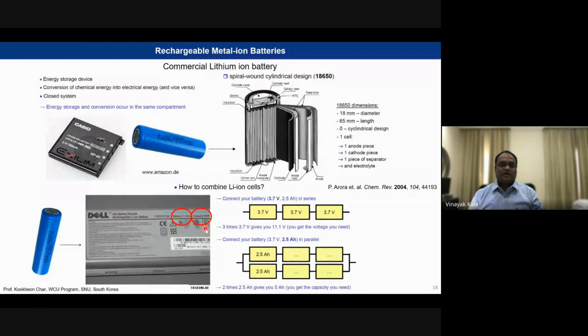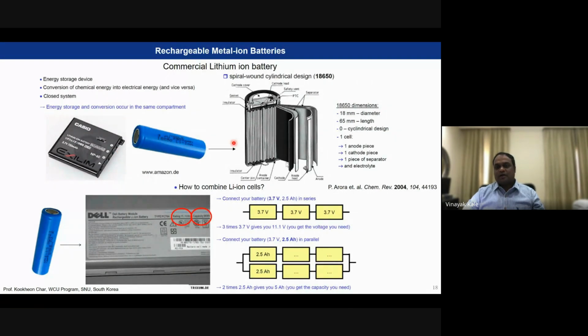So talking about rechargeable metal ion batteries, the lithium-ion battery dominates day-to-day life applications. So what is the lithium-ion battery or energy storage device? As I explained, it is the conversion of chemical energy into electrical energy or vice versa during charge or discharge. One can see the commercial batteries in this form, for example, in cylindrical or square shape.